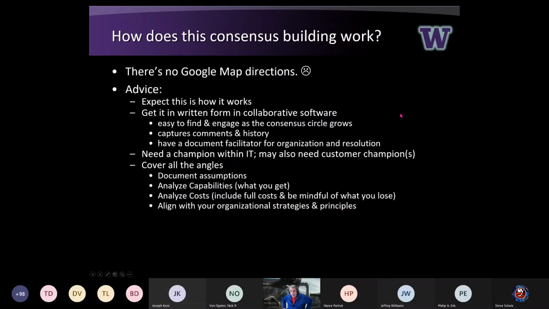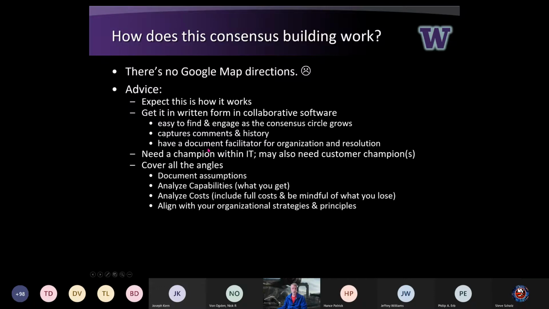So how does consensus building work? First of all, this isn't an easy thing to do. There's no step-by-step recipe online. And really, you have to go into it expecting that this is how major IT decisions are made at an educational institution. Big piece of advice is to get things in a written form. That helps people have something to reference. It also helps capture history, and you can bring people into that as your consensus circle grows.